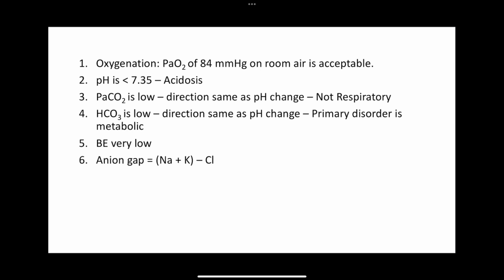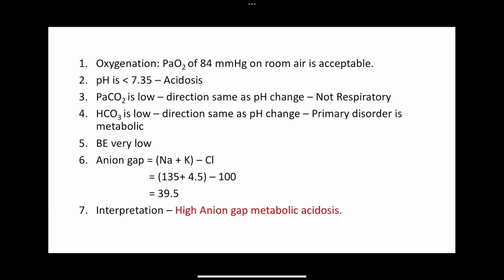Let us calculate the anion gap from the given information. So the formula is sodium plus potassium minus chloride. So when we put the values, we get this number. So we know that the normal range is between 8 to 16. So this is definitely a high anion gap metabolic acidosis.